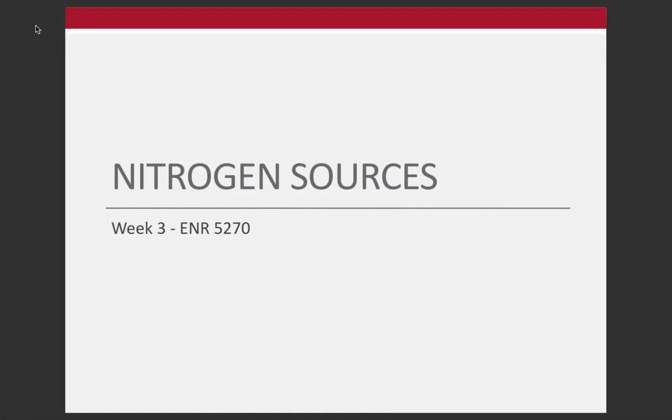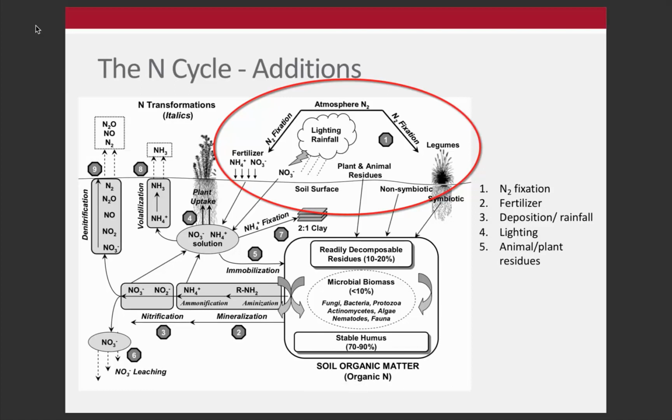All right. Well, we're going to move along with nitrogen and talk about nitrogen sources or nitrogen additions. And this is really going to encompass the things that we just talked about, this first piece of the nitrogen cycle. So, again, additions or sources are nitrogen fixation, fertilizer, deposition from rainfall, lightning, and then plant and animal residues. So we can categorize those into maybe a few different types of additions of nitrogen into the system.